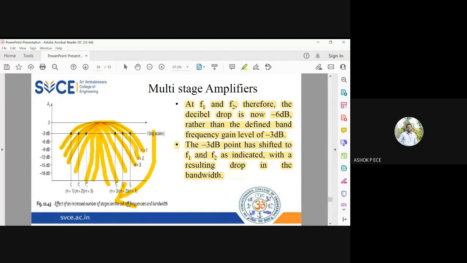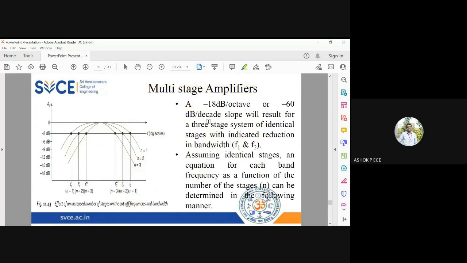So the flatness of the gain characteristic will slowly become shorter and shorter. Instead of becoming a constant value over a band of frequencies, the gain will become fixed for a particular frequency. That is also possible in multi-stage amplifiers. So you should not think that when you have more amplifiers, the behavior is going to be the same. No, the behavior of each amplifier is going to decide the overall behavior of your multi-stage amplifier. So that is what is given.